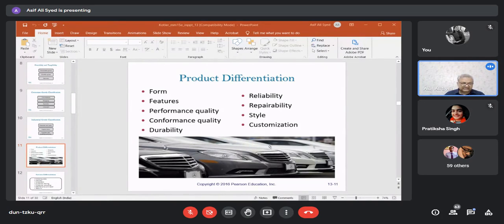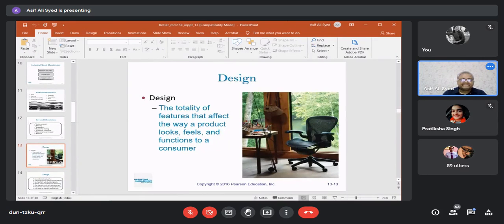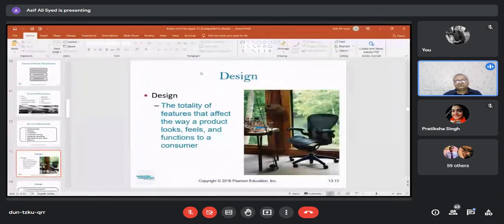Now, I'm going to be talking about certain aspects, the rationale when it comes to the design of a product, or the styling per se. This is very important in the context that many products fall into this aspect of design. So effectively, it is the totality of features that affect the way a product looks, feels, and functions to the consumers.